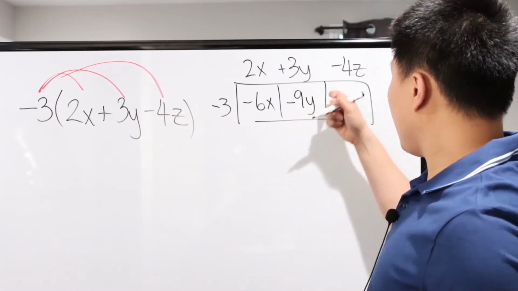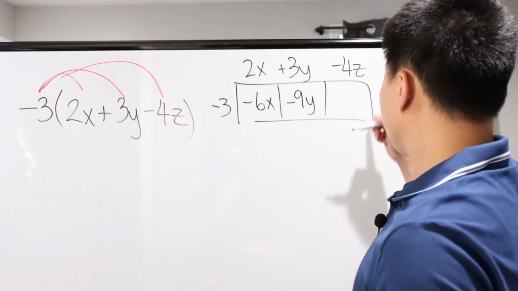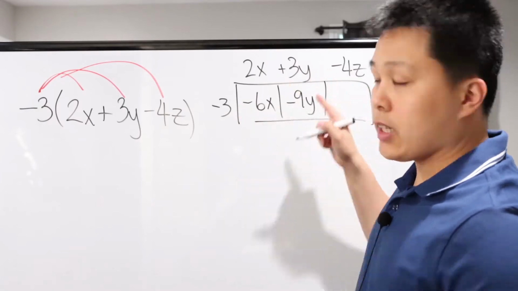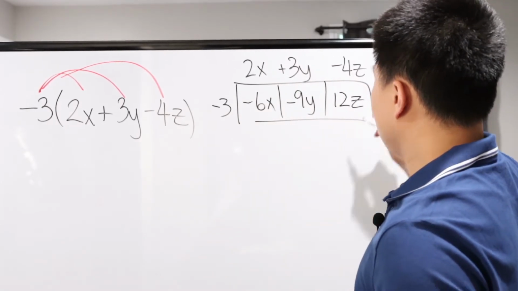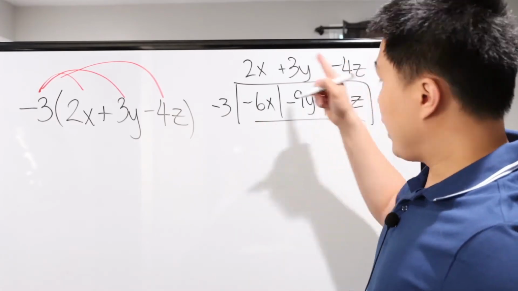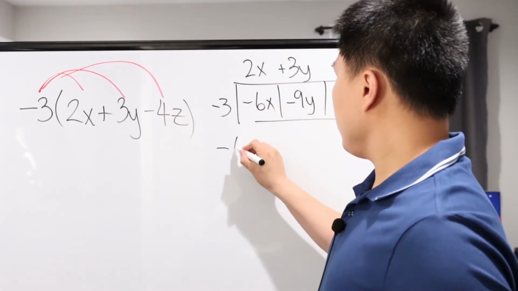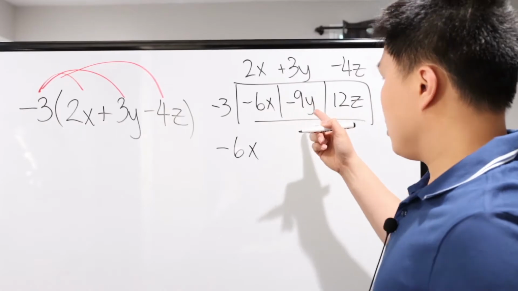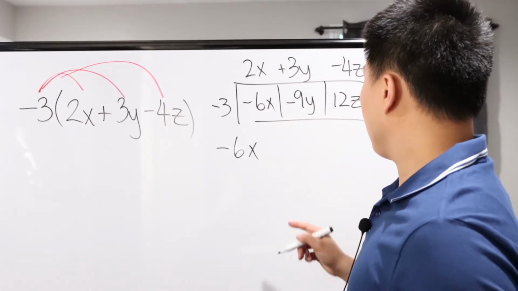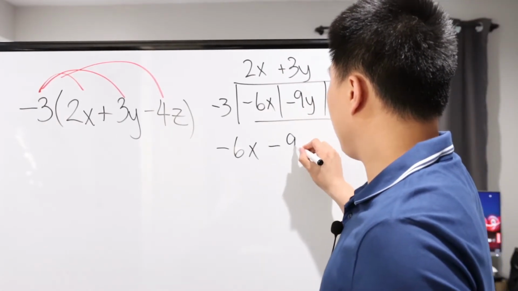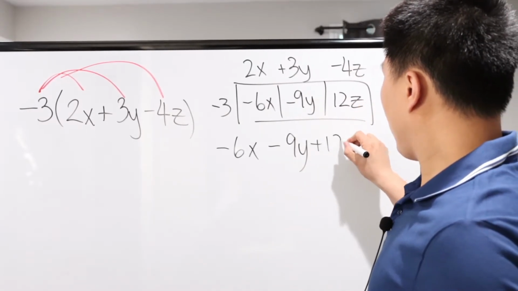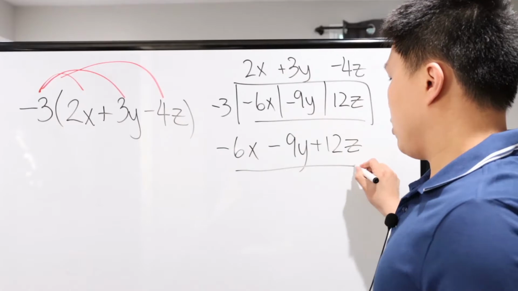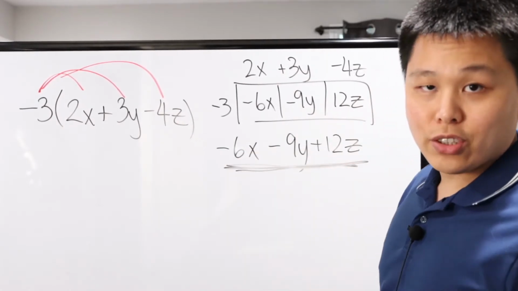Now, negative 3 times negative 4z is going to be, negative times negative is positive, so in this case it's going to be 12z, right? After that, you add them all together. You have negative 6x, plus a negative 9y, or you could just do minus 9y, and plus 12z. And so this would be your answer.